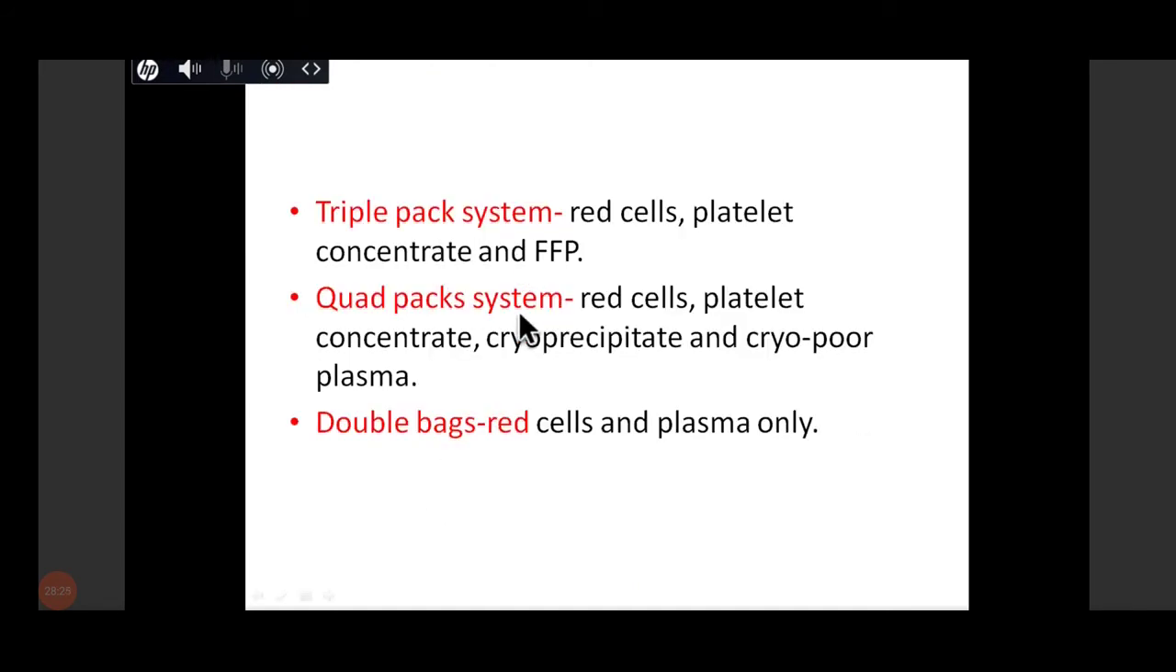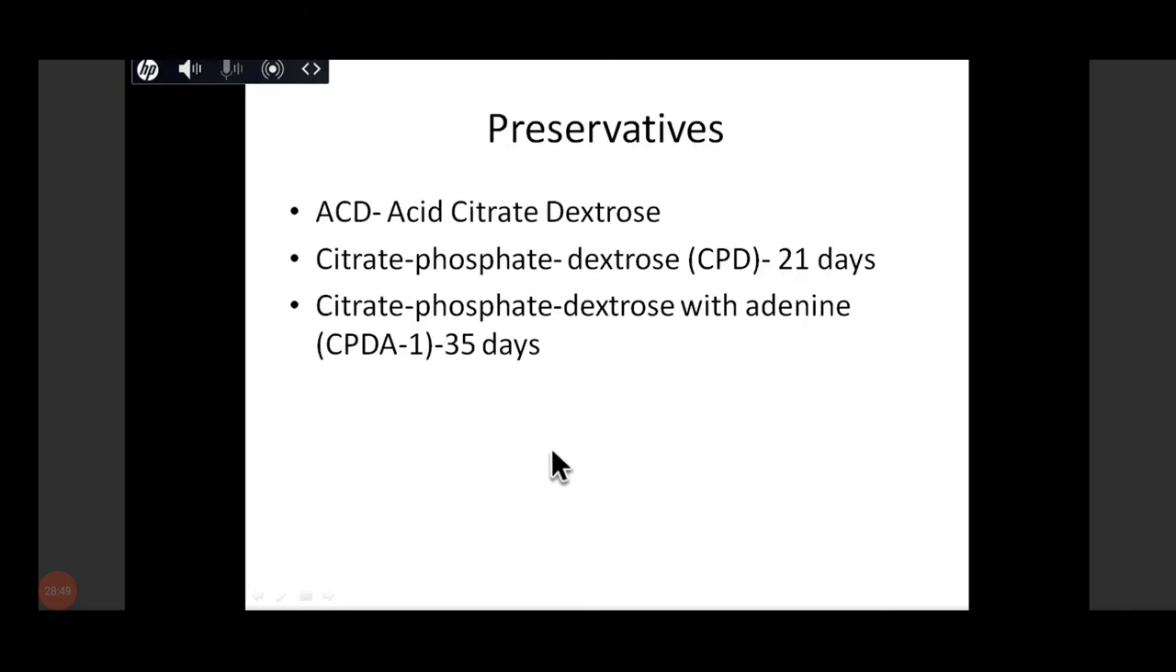Various blood banks have different bags in them. They can be a triple bag system, in which we have the red cells, platelet concentrate, and the fresh frozen plasma, like the previous one which I have shown. They can be a quadruple bag system, in which we have red cells, platelet concentrate, cryoprecipitate, and cryo-poor plasma, or a double bag system in which we have only the red cells and the plasma. Along with that, we have some preservative.